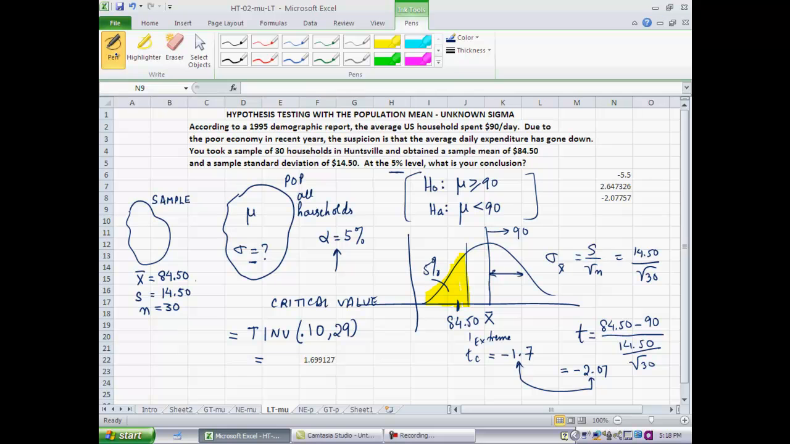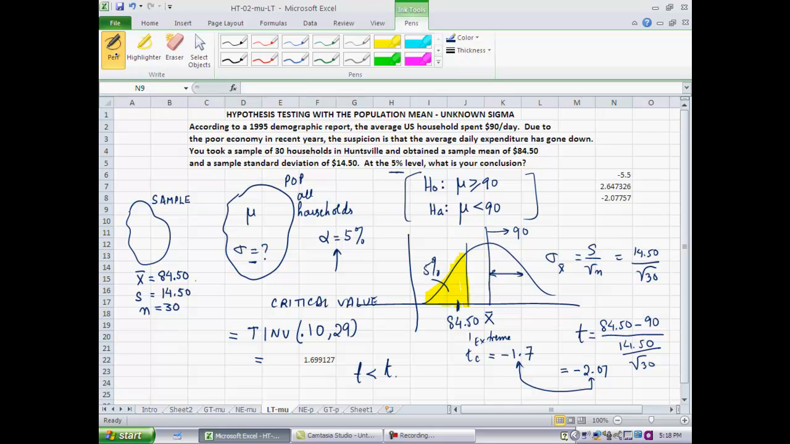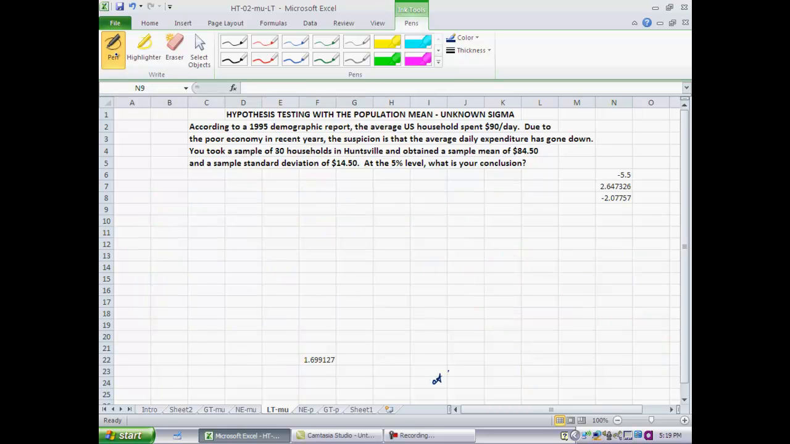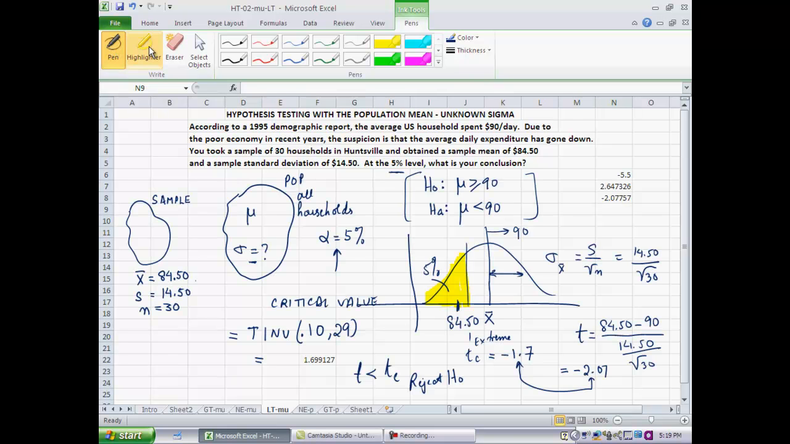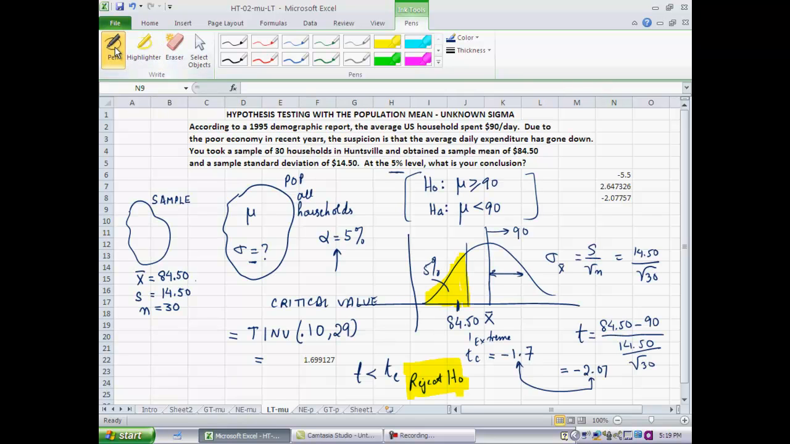So the comparison tells us that T, the test statistic, is less than the critical value. Why am I doing a less than comparison? Because the alternate hypothesis is a less than. So because T is less than T critical, I end up rejecting the null. Okay, so that is the conclusion of this hypothesis test analysis. So you would go back to whoever did this analysis and say, hey, the sampling data that we have seems to support your suspicion that the average daily expenditure rate has gone down.